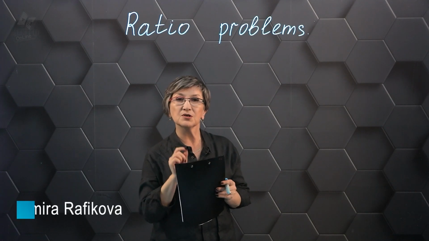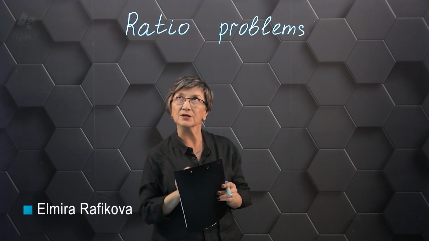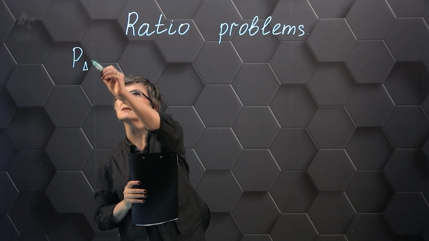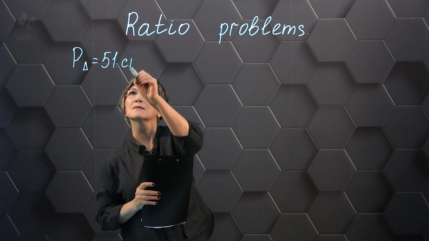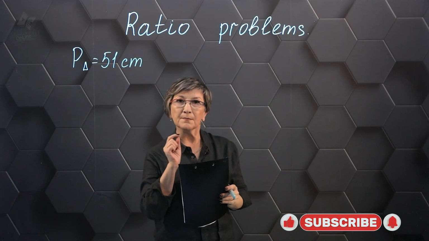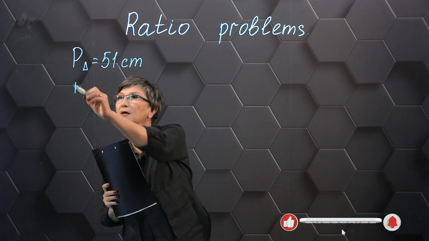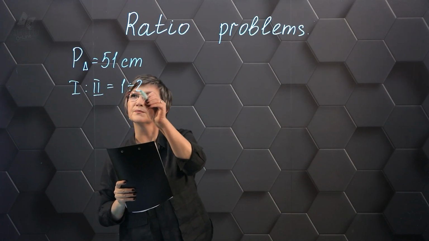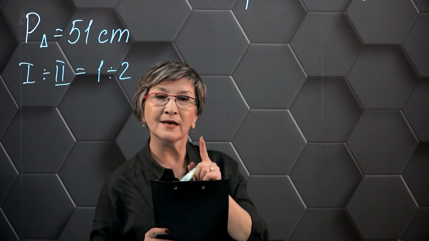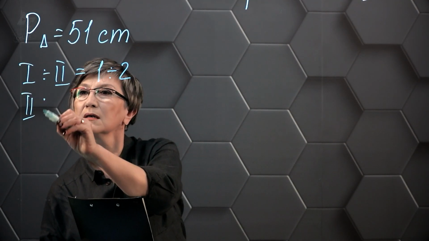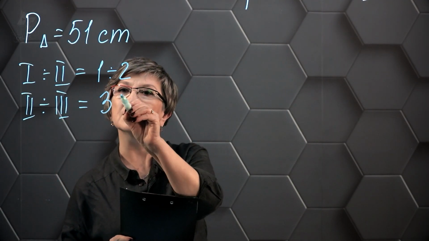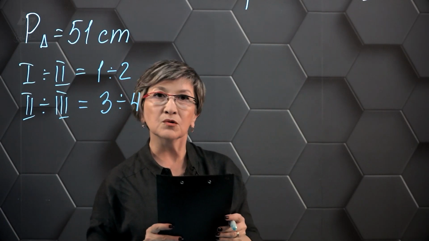Hello, today in the lesson we will solve another problem on the ratio of quantities. The condition of the problem is as follows. The perimeter of a triangle is 51 centimeters. The ratio of the length of the first side to the second side is equal to 1 to 2. And the ratio of the length of the second side to the third side is 3 to 4. We need to find the lengths of the sides of the triangle.